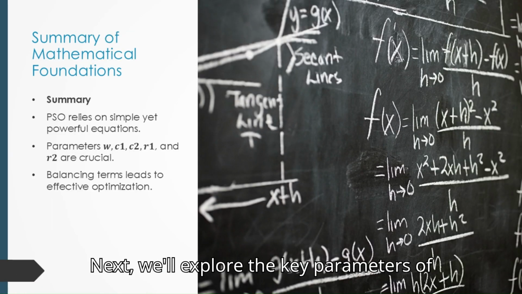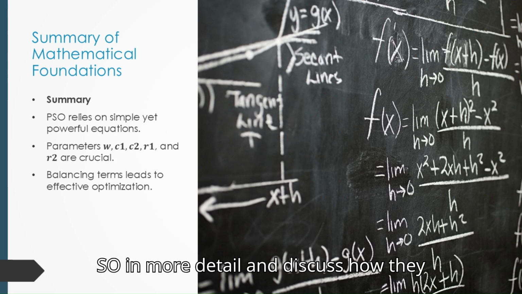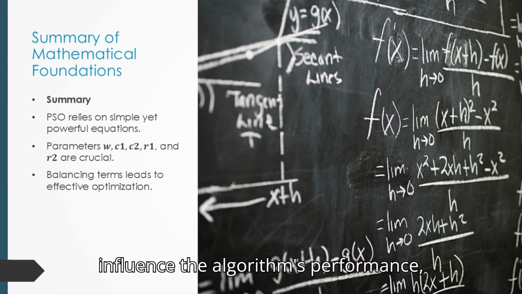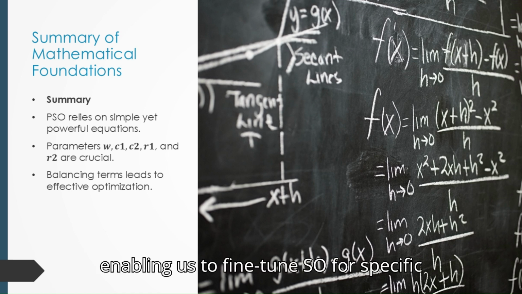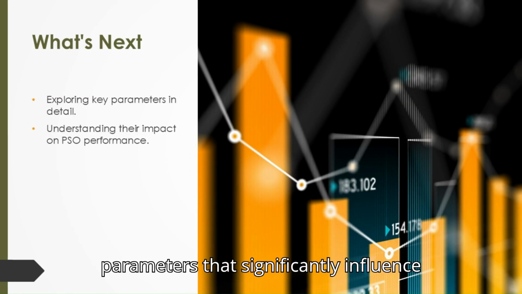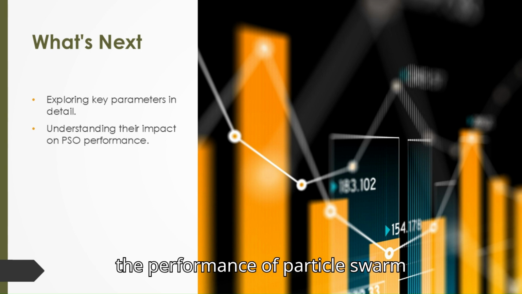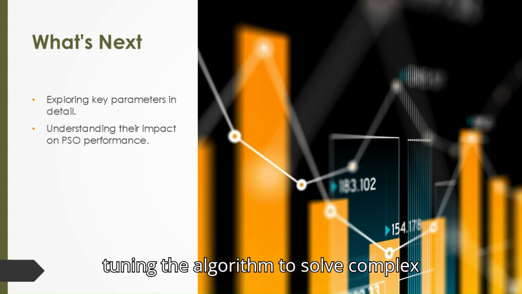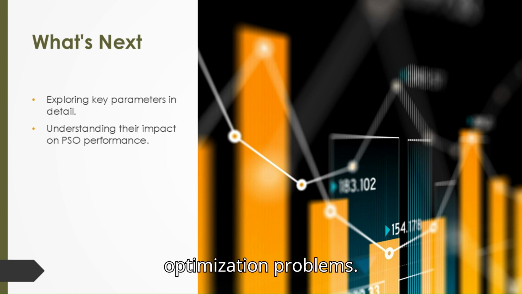Next, we'll explore the key parameters of PSO in more detail and discuss how they influence the algorithm's performance, enabling us to fine-tune PSO for specific optimization problems. In this section, we'll delve into the key parameters that significantly influence the performance of particle swarm optimization. Understanding these parameters is crucial for effectively tuning the algorithm to solve complex optimization problems.